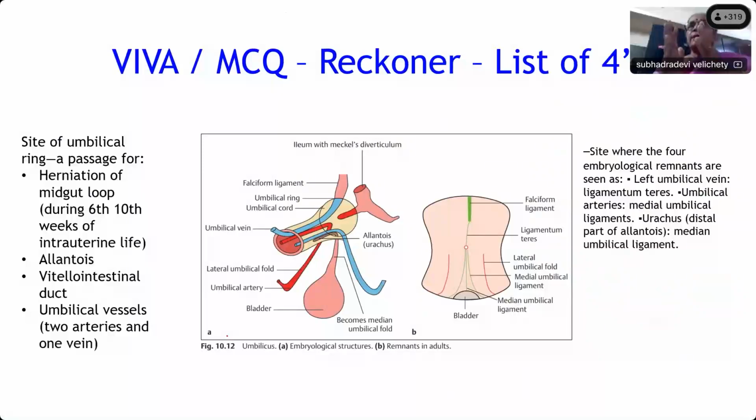Once you started with the inferior surface of the cerebrum and its sulci, gyri, functional areas, and what the blood supply is, we have seen, and what the interpeduncular fossa is we have studied, and what the circle of Willis is, the contents of the interpeduncular fossa, and we try to correlate all these things. For this there is an MCQ reckoner, and if you look at this one, the site of the umbilical ring, what are the four components through that passage, and on the other side you are seeing the adult.